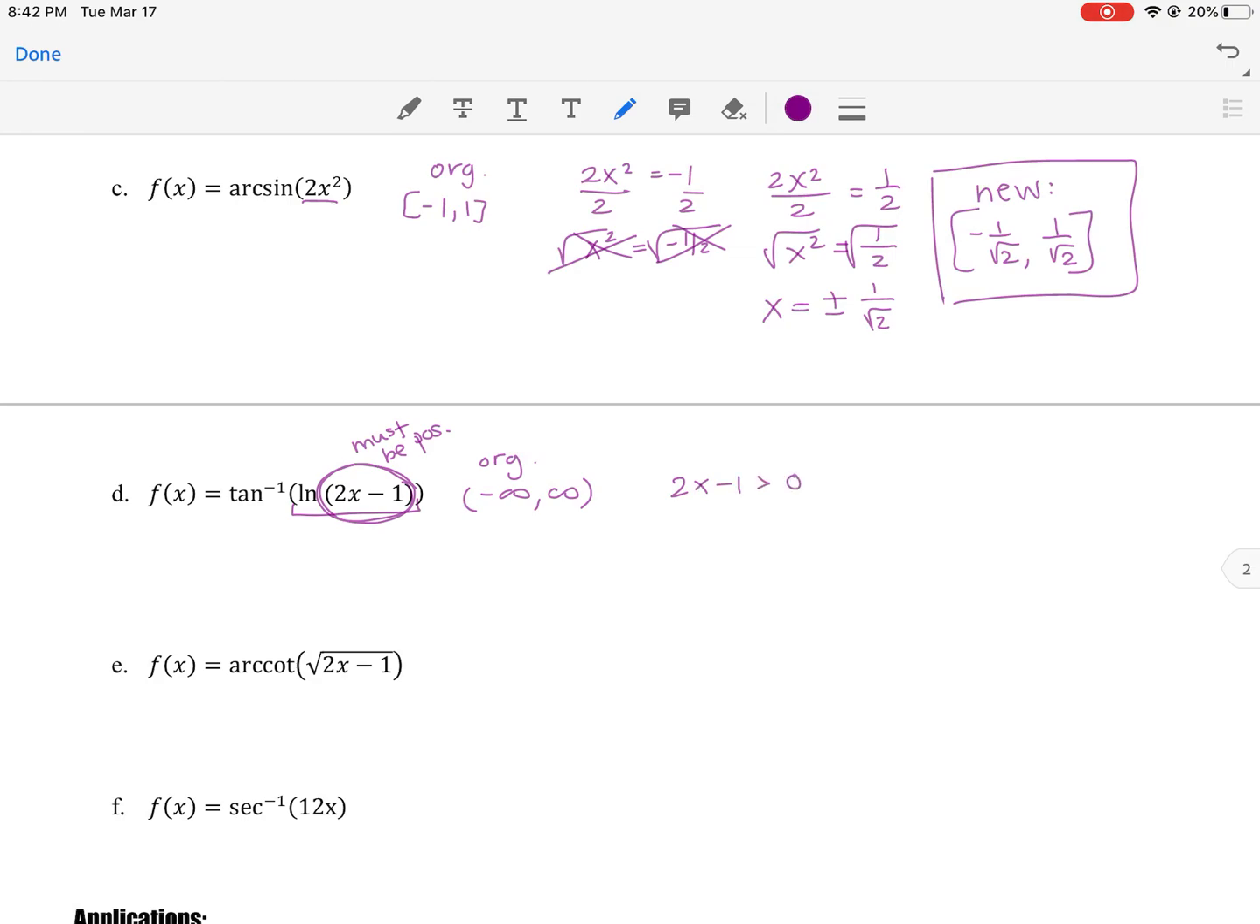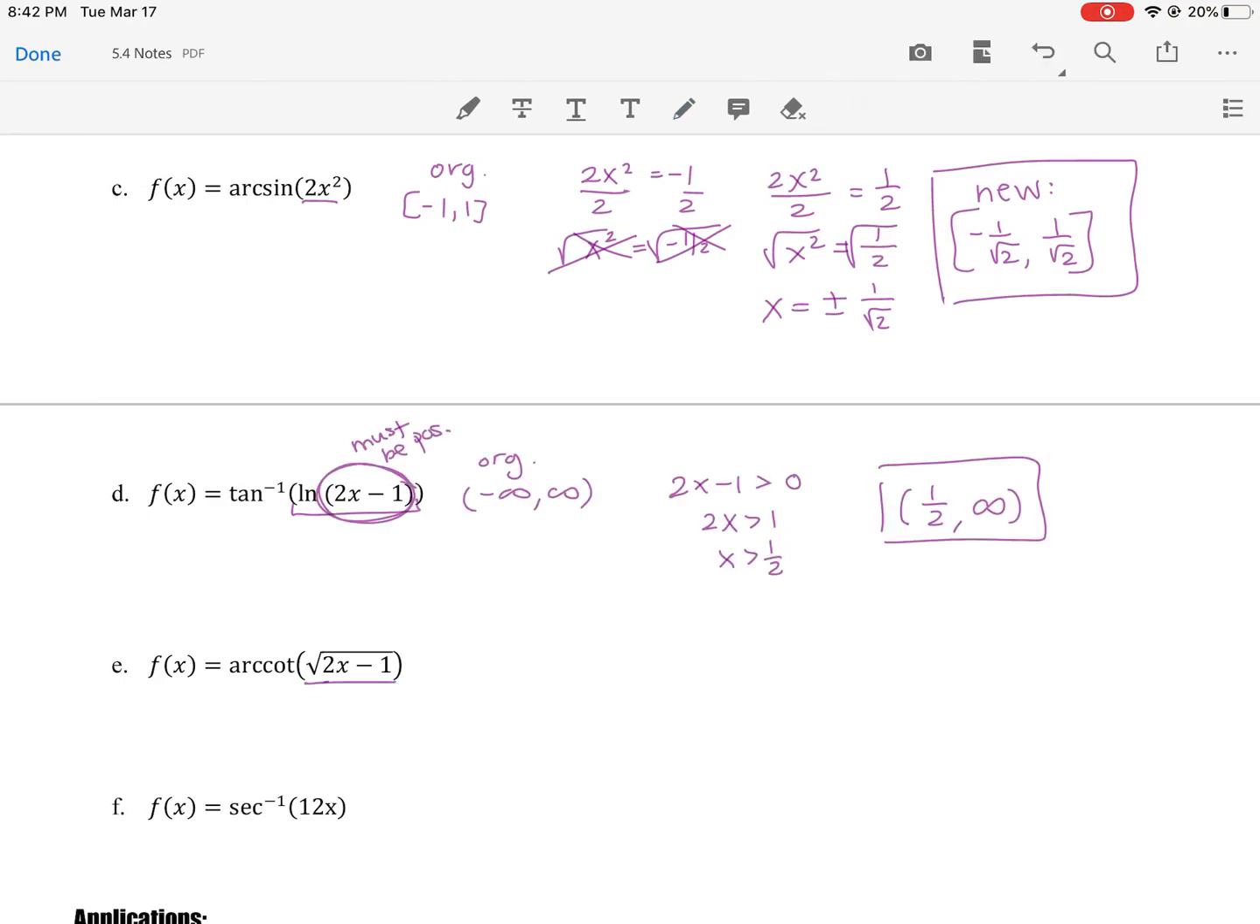So if that must be positive, 2x minus 1 has to be greater than 0. The question is, can it be equal to? In case you're wondering, you can always remind yourself by typing natural log of 0 into your calculator and seeing if that gives you a domain restriction. But it does, so it cannot be equal to. 2x is greater than 1, so x has to be greater than a half. So we're not including a half, and then if it's greater, it will go all the way to infinity.